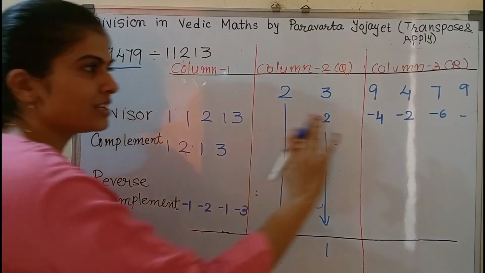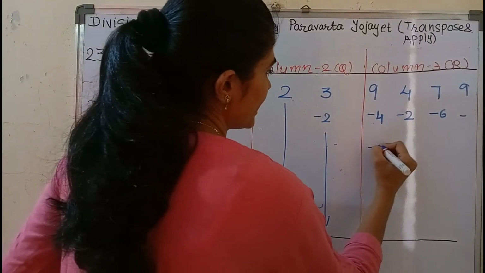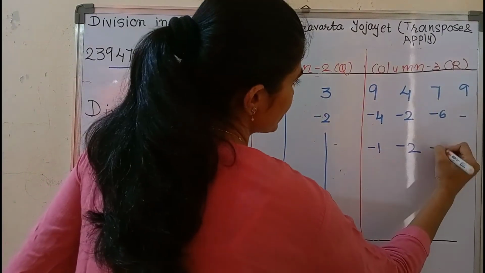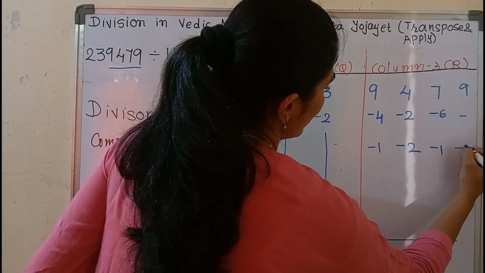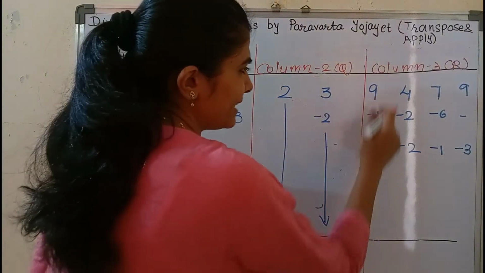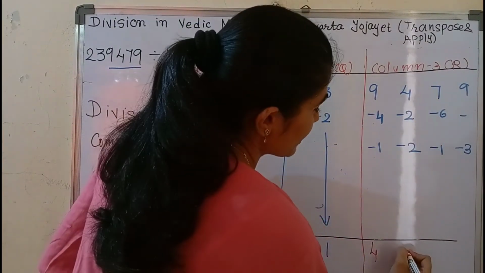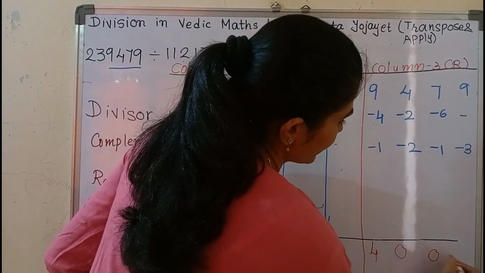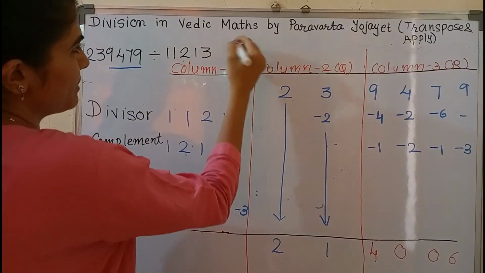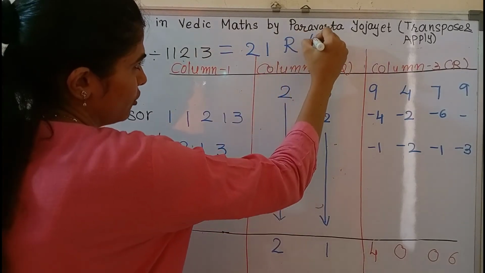Again, we need to repeat the procedure, and we will write all this multiplication over there. Negative 1 times 1 is negative 1. Negative 2 times 1, so I will write negative 2. Negative 1 times 1 is negative 1. And negative 3 times 1 is negative 3. Now we are going to add them. If I add these numbers, this is negative 5 and 9, so I can say this will become 4. This will become 0. This is again 0 and this is 6. So my quotient is 21. What is my answer? My answer is 21 with remainder 4,006.